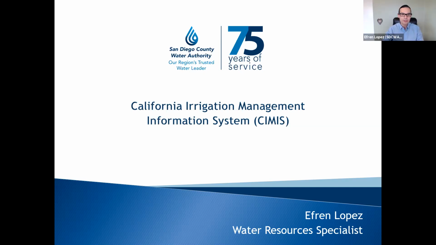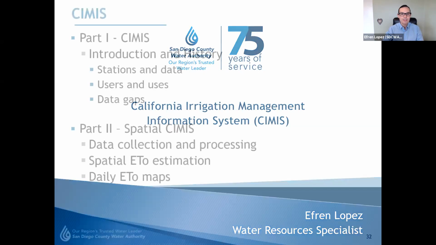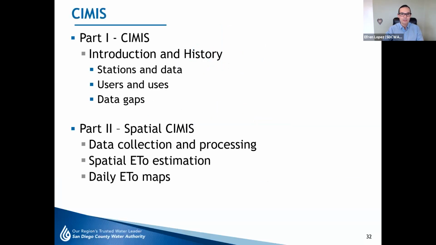And next I will be presenting an overview of the California Irrigation Management Information System, also known as CIMIS. In part one, I will just go over an introduction and the history of CIMIS. I'll talk a little bit about the stations and the data. I'll cover some types of users and data and the data gaps. And then in part two, I'll talk about spatial CIMIS, and I'll cover data collection and processing, spatial ETO, and finally some ETO maps.